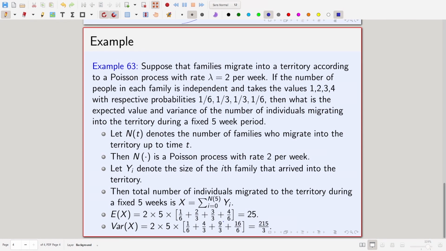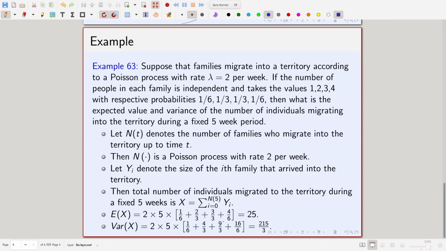So, compound Poisson processes are not something we have defined just like that; they are important processes in the sense that they can be used to model many real life scenarios. Fine. So, we will end with one example or one problem on compound Poisson processes.